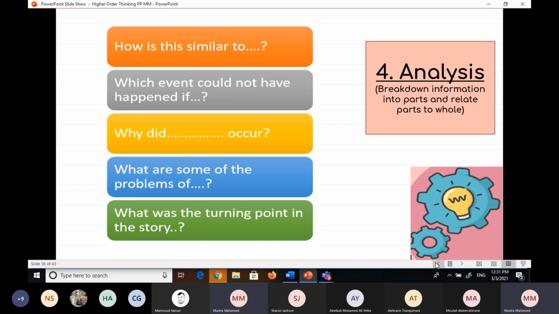Analysis, breaking down information into parts and relating parts to a whole. How is this similar to so and so? What event could not have happened if this did not happen? Why did that occur? What are some of the problems? What was the turning point in the story? These are all questions that we ask on an ongoing basis in class, just to see if they can break down the information that we have given them into little parts and as a whole.